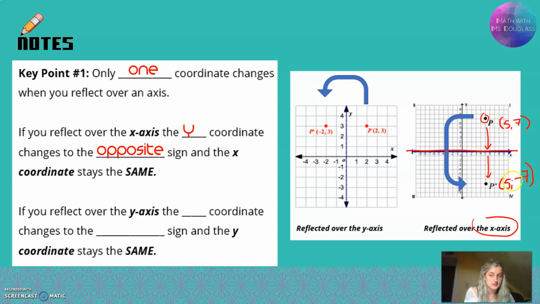If we reflect over the y-axis, it's actually the x-coordinate that's changing to the opposite sign, and the y-coordinate is staying the same. Here's my y-axis. Here's my original point P. It's at 2, 3. Notice how if we're reflecting across the y-axis, the y-coordinates stay the same, and the x-coordinates change to the opposite sign. P prime is the opposite of positive 2. It's now negative 2.